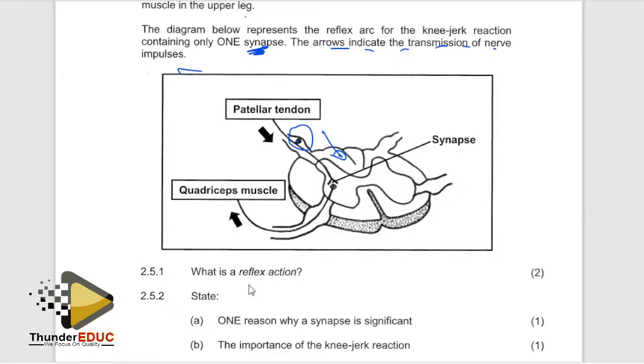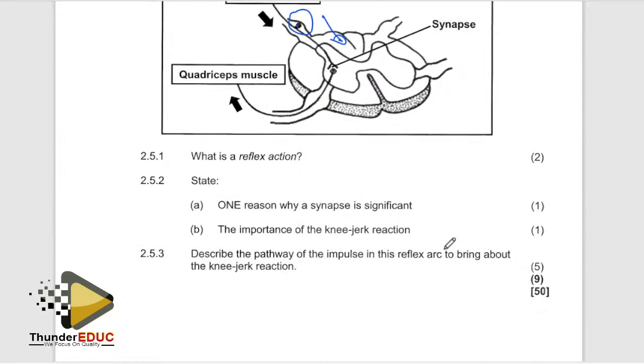What is a reflex action? We defined it yesterday nicely. A rapid automatic response to the stimulus, or you can talk about involuntary. There are so many ways we can define it, but it must show that it is very fast. Fast automatic response, rapid automatic response, or involuntary. We need to see that you don't control it and it's very fast.